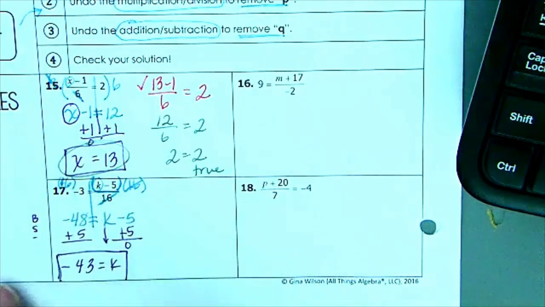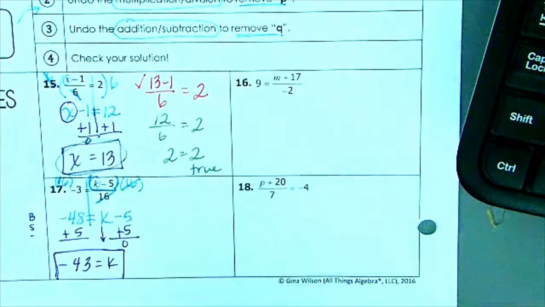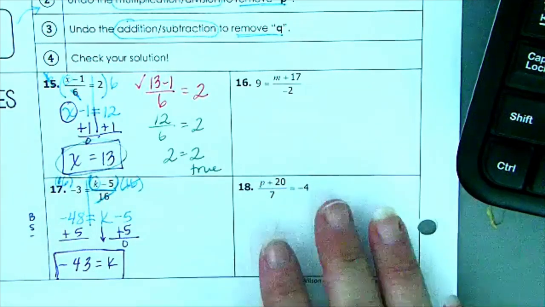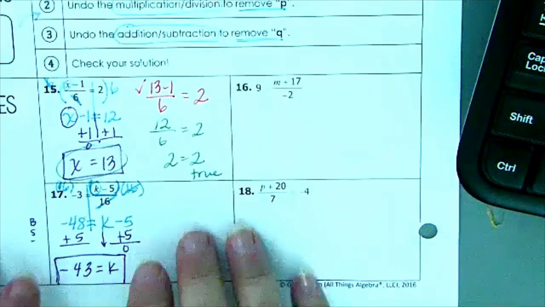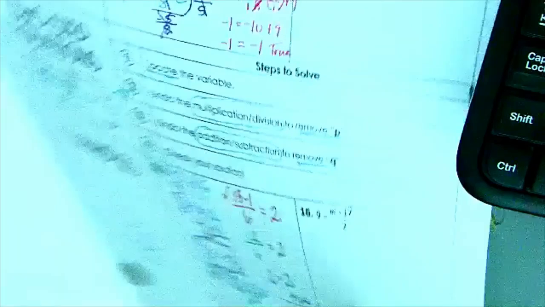Okay, your assignment, start by finishing all the notes problems, and then you will have the second page of this packet that you could start today, or you can start tomorrow, because you will have today and tomorrow to finish this entire packet, every page.